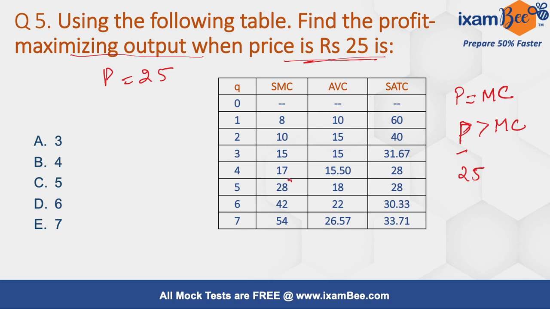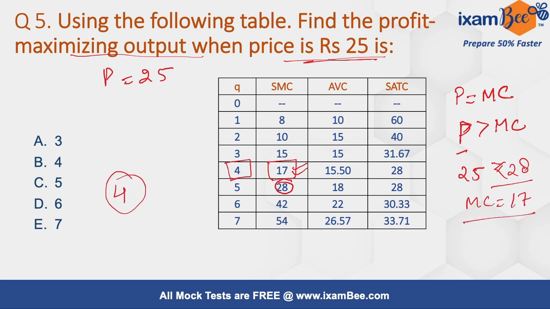So here 28 is actually greater than 25. So the value of the marginal cost we are going to consider here is 17. Corresponding to the 17 marginal cost, the output is 4. So therefore at price 25, a producer should produce 4 units.